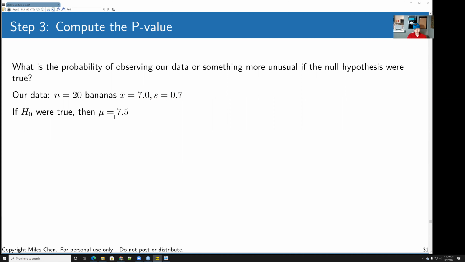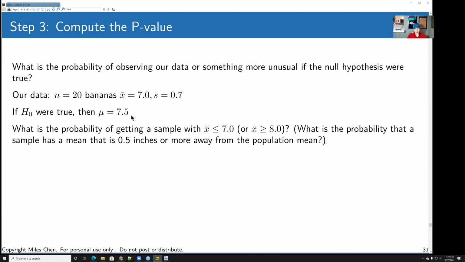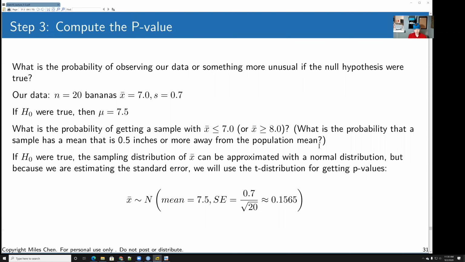So if the null hypothesis were true, the population mean is 7.5, and we expect random samples to be close to 7.5, and we got 7.0. So we're going to ask, what's the probability of getting a sample with x bar less than or equal to 7.0, or x bar greater than or equal to 8.0? Based on the central limit theorem, we know that the sampling distribution of x bar can be approximated with a normal distribution.